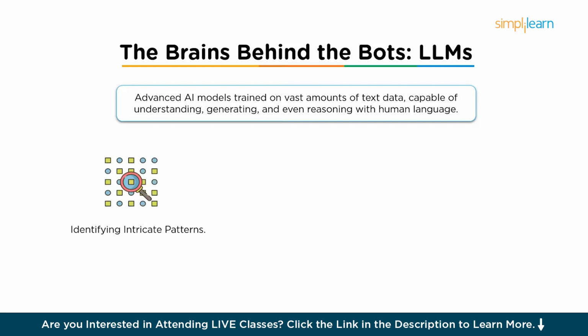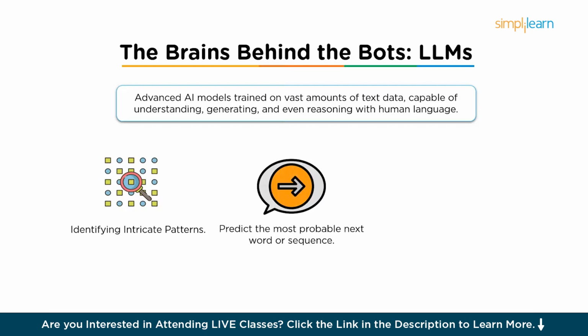At the fundamental level, LLMs work by identifying intricate patterns within the colossal datasets they're trained on. They learn the statistical relationships between words, phrases, and concepts, recognizing how language is structured and used in real world conversations. Their core mechanism, which might sound simple but is immensely powerful, is to predict the most probable next word or sequence based on the preceding text. When you give an LLM a prompt, it doesn't think like a human. Instead, it calculates the most statistically likely continuation of the text, word by word.